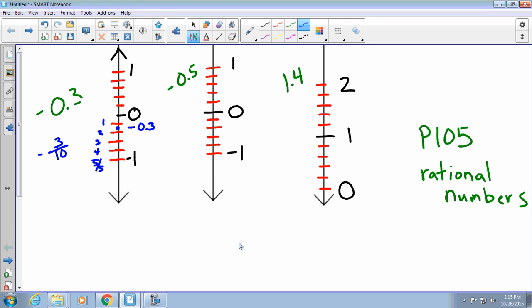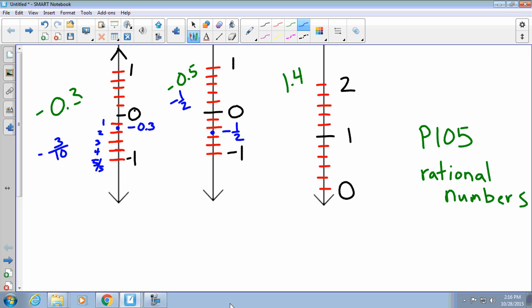On the next example, they have -0.5. Well, this one's a little bit easier. You have to figure out where's 0.5? Another way would be saying, where's -1/2? Well, -1/2 would be exactly halfway between 0 and -1. We have 1/5, 2/5, 3/5, 4/5, 5/5. It would be in between 2/5 and 3/5. So that's where -1/2 would fall on our number line.